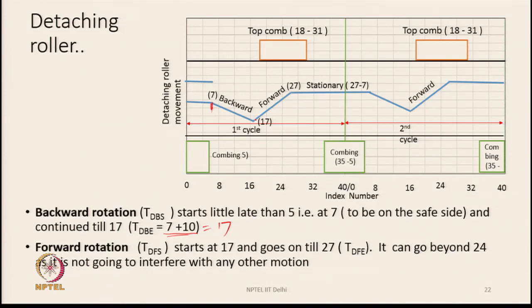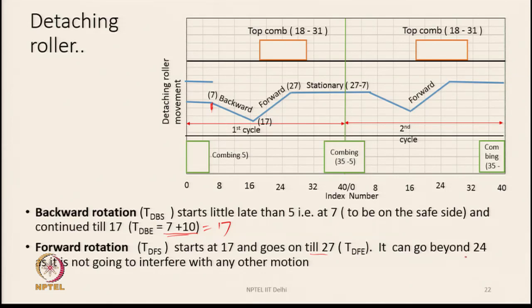Now, the forward rotation starts. It starts at 17 and goes till how long? Because we have divided the time into equal parts, another 10. So, 17 plus 10 is equal to 27.